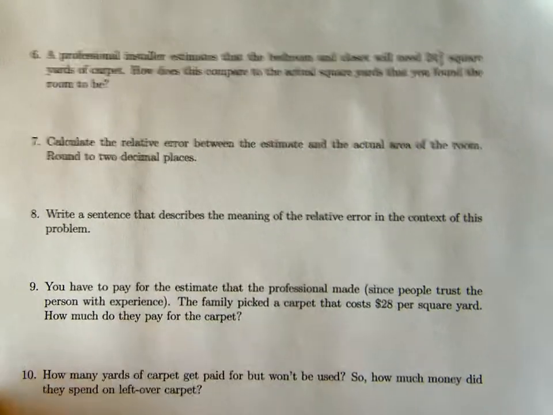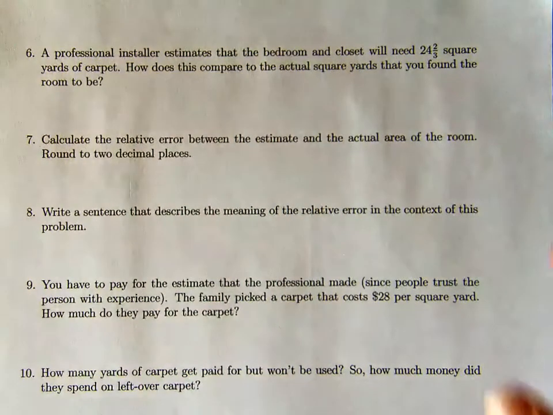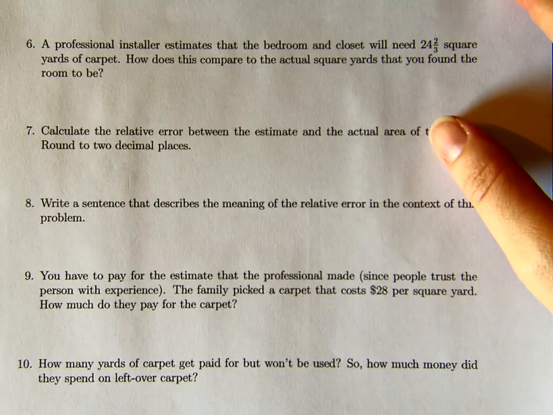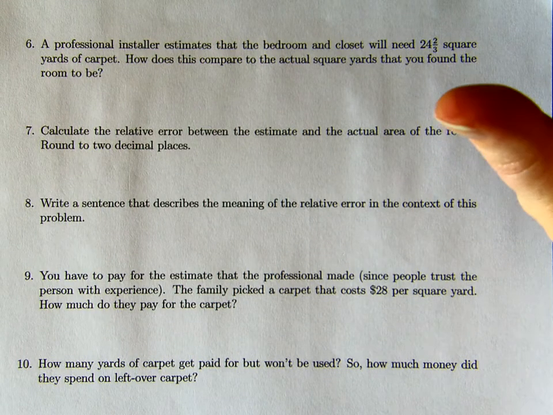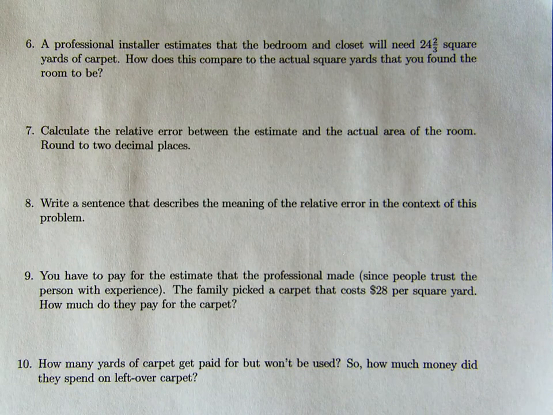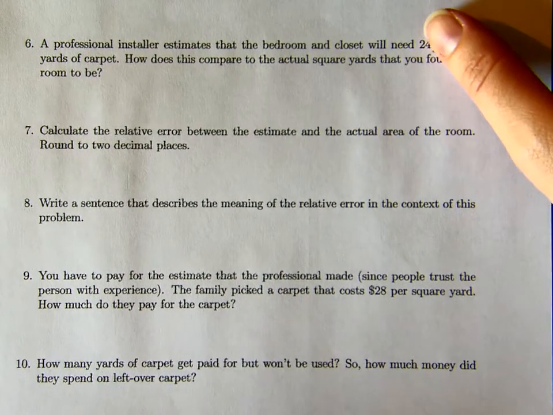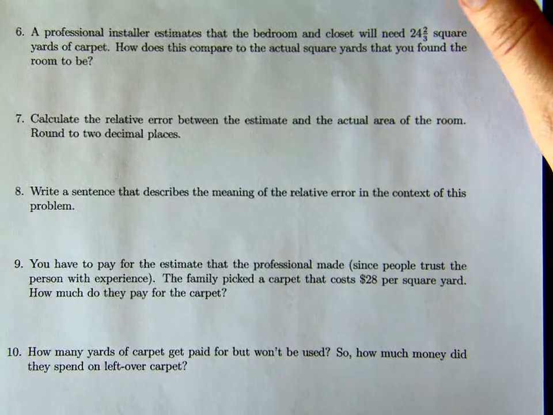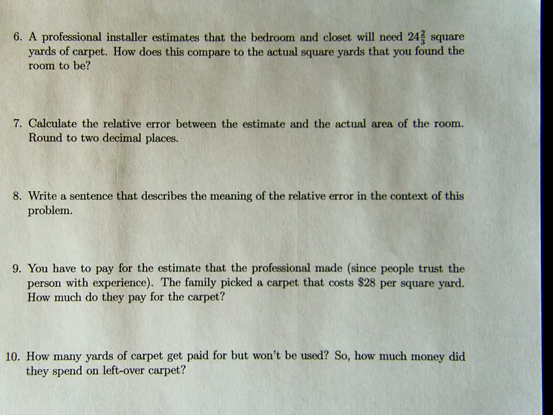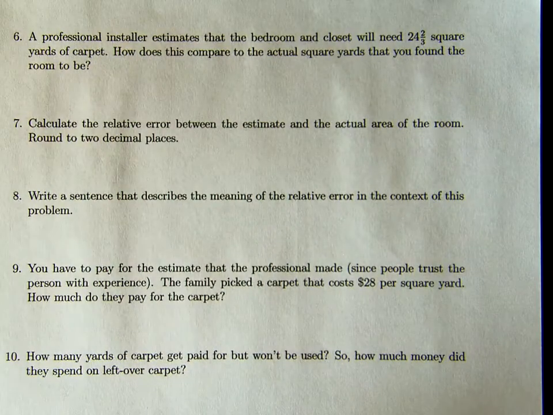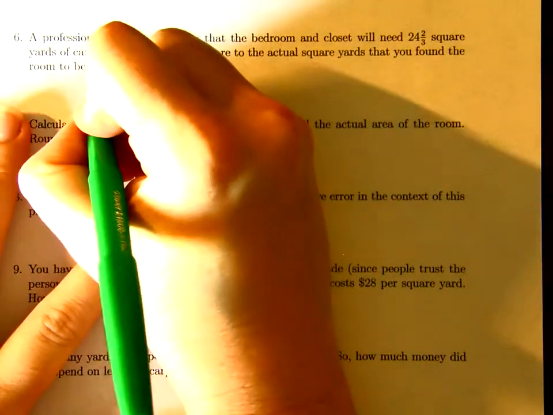A professional installer estimates that the bedroom and closet will need 24 2/3 square yards of carpet. Okay. They're usually super good, by the way. It's amazing how well they estimate just by sight because they do these measurements so frequently. How does this compare to the actual square yards that you found the room to be? Oh, this is asking for the change or the difference.